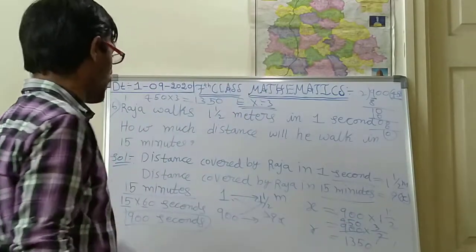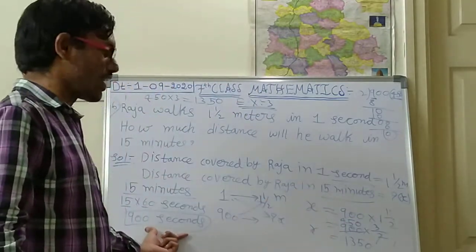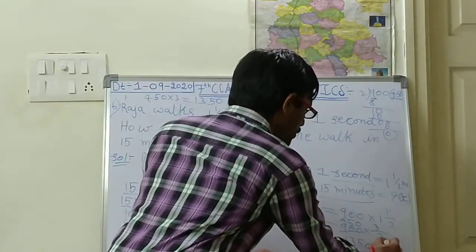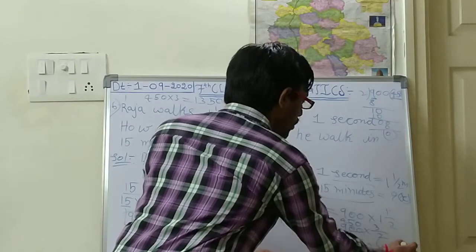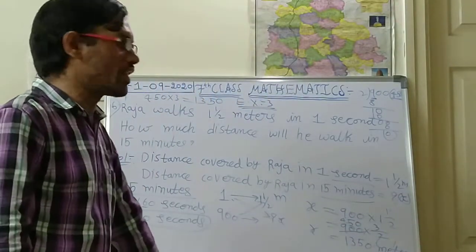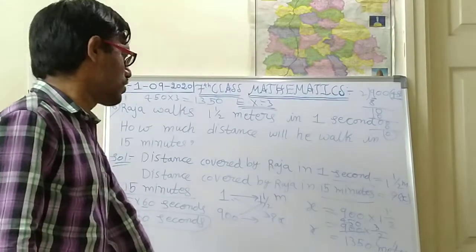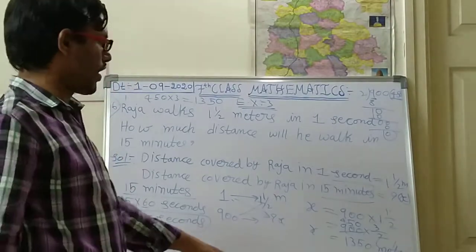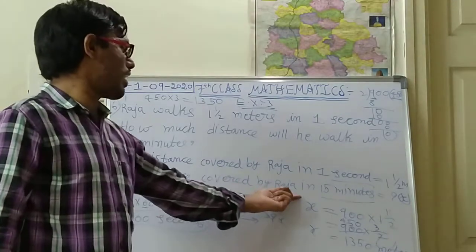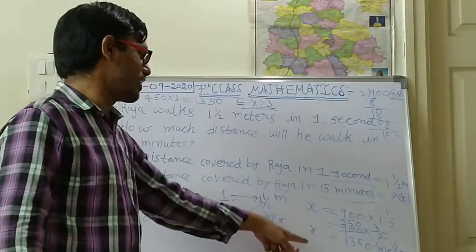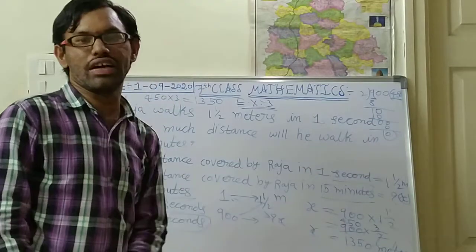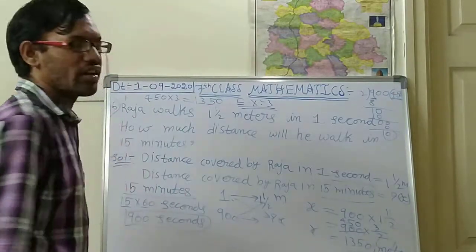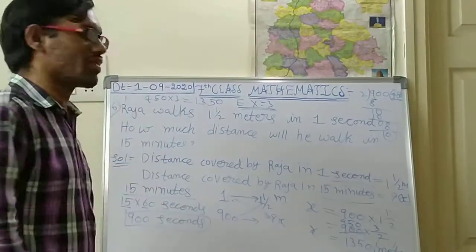So in 15 minutes, that means in 900 seconds, he will be walking 1350 meters. So exactly 1350 meters he will be walking. Like this you are supposed to find out the result. So finally, what should you write? Distance covered by Raja in 15 minutes is 1350 meters. This is a direct number, so no need to convert into any other fractions. Like this you are supposed to do.